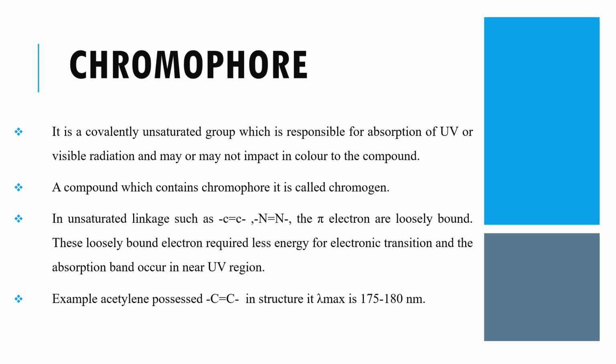There are certain terms that are very important when we are discussing UV visible spectroscopy. One important term is chromophores. They are covalently unsaturated groups that are responsible for absorption of UV or visible radiation, and they may or may not impart color to the compound. The compound which contains the chromophore can also be called a chromogen. Normally chromophores are unsaturated linkages such as C=C, N=N, because the pi electrons present in these are loosely bound and require less energy for the electronic transition, and the absorption band occurs in the near UV region. For example, acetylene possesses a C≡C in its structure, and its lambda max is around 175 to 180 nanometers.